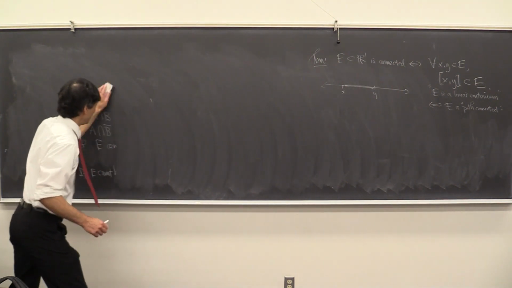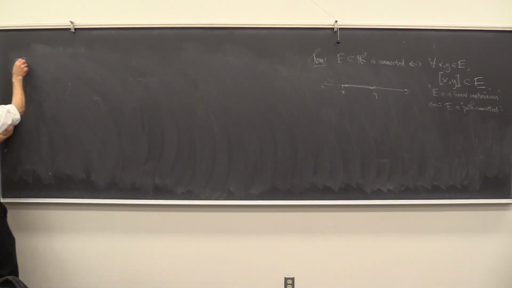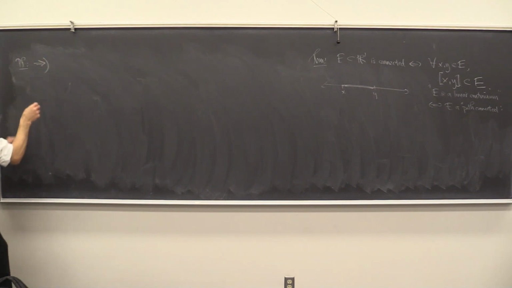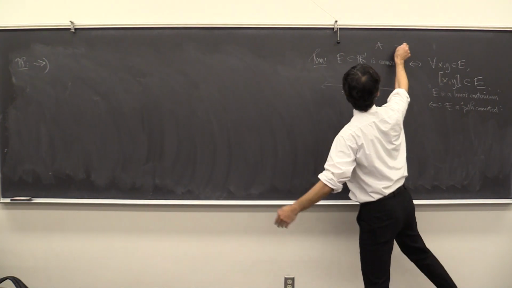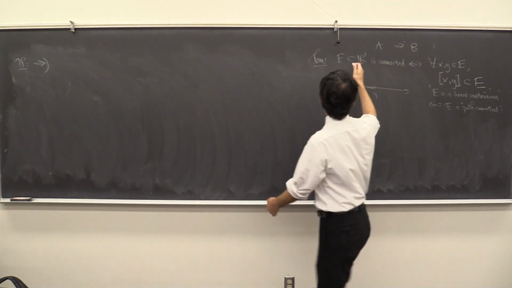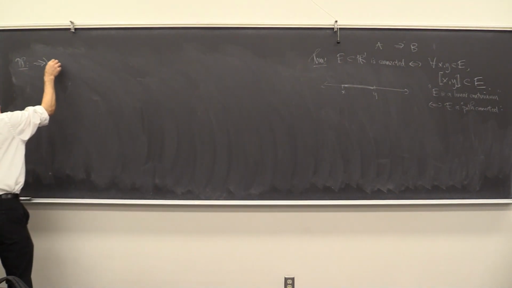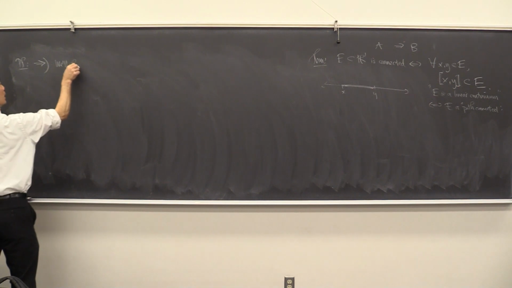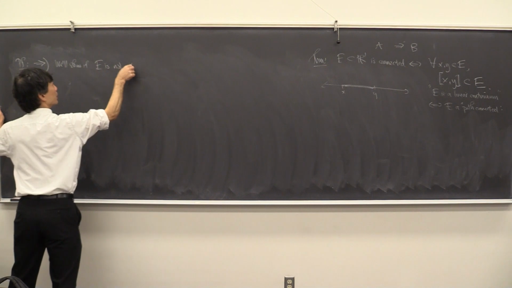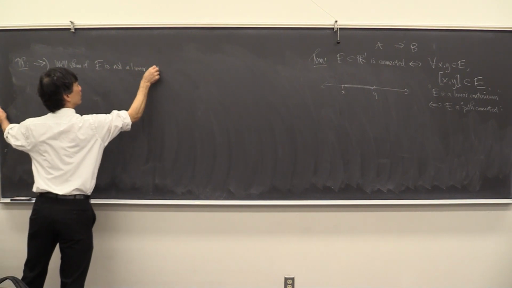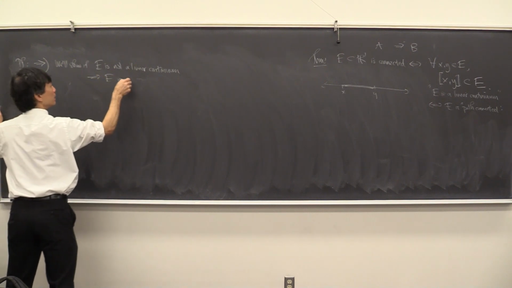So what we're going to do is prove by contraposition. To show that A implies B, we're going to show that not B implies not A. So we'll show that if E is not a linear continuum, then E is not connected. E is disconnected.